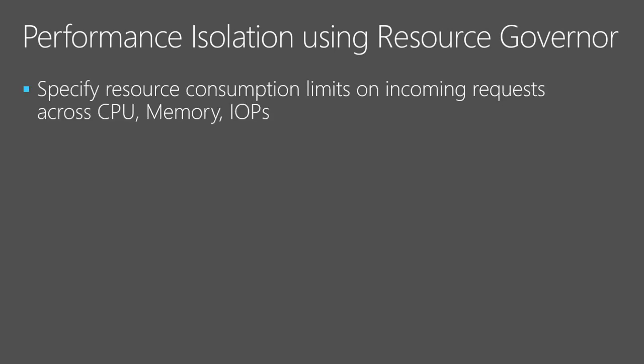And so what does it mean? What Resource Governor is doing at the server level is it's going to limit resource consumption across CPU, across memory, across IOPS, so that no single database or no single request necessarily has access to all the CPU of the server or all the memory of the server, and so on.